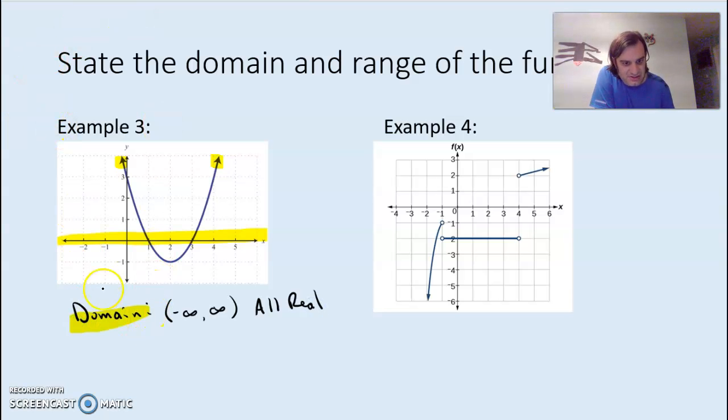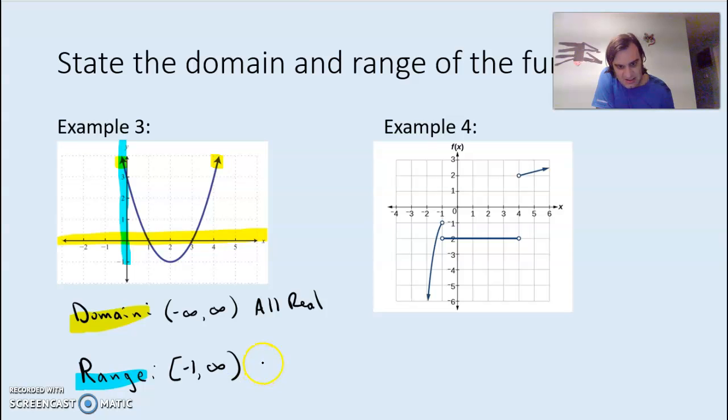But the range, it may go up forever, but it never goes below that -1. So the range here, we could say, starts at -1 and goes to infinity all the way up. Once again, we could put that into inequality notation, which would be y is greater than or equal to -1.